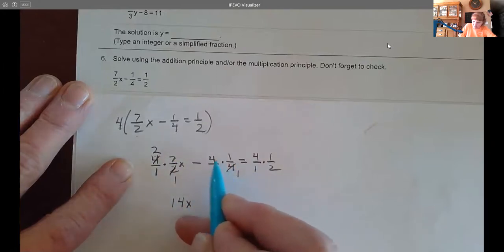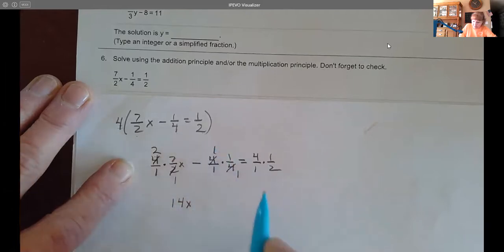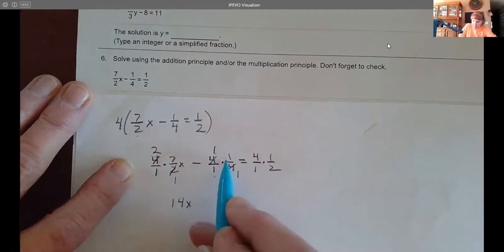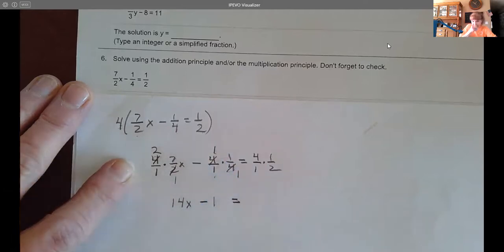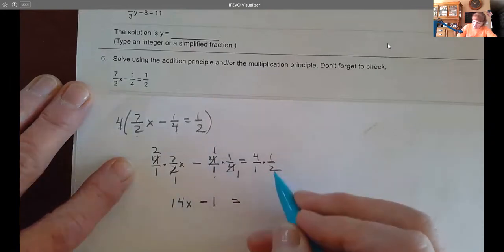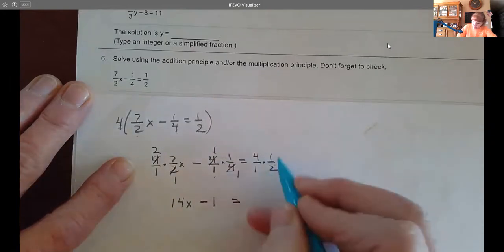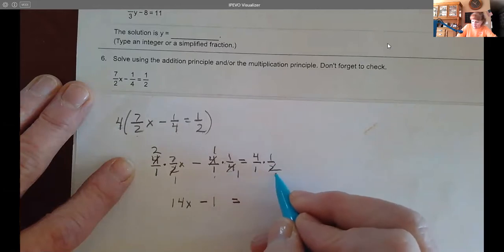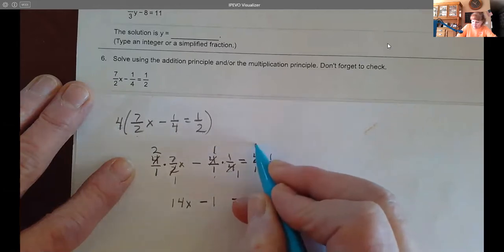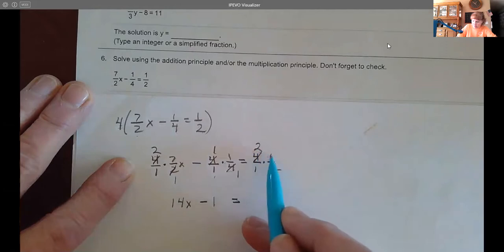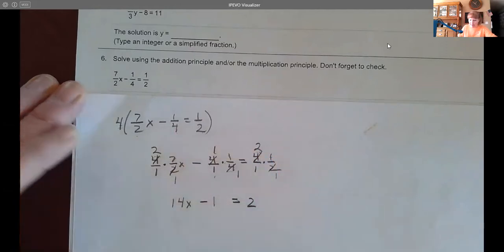4 goes into here once, 4 goes into here once. I multiply across and you get 1. 1 times 1 is 1. Still a minus there. So then reducing this, 2 goes into here once, 2 goes into here twice. Multiply across, you get 2.